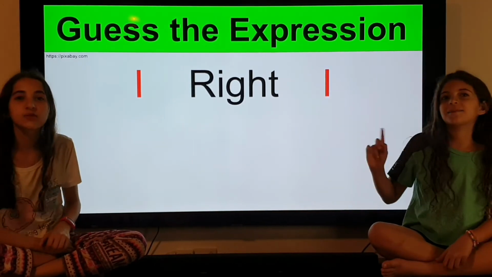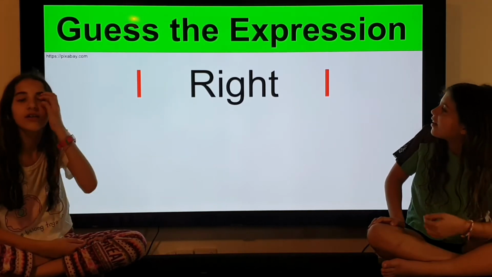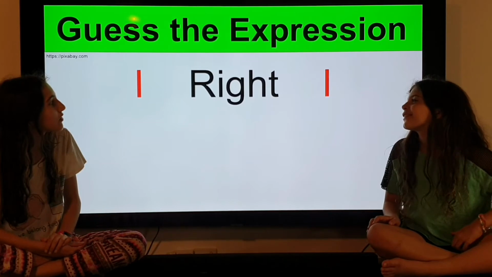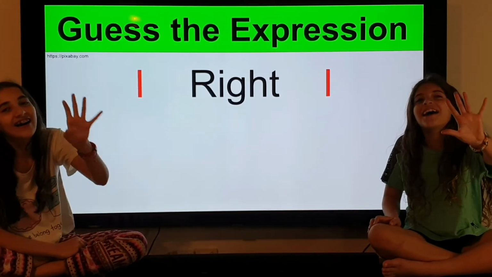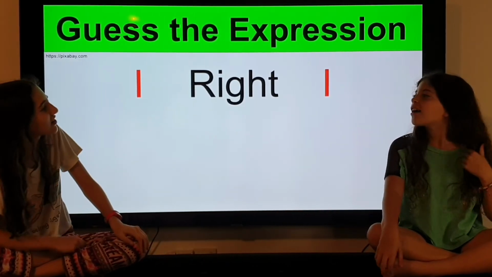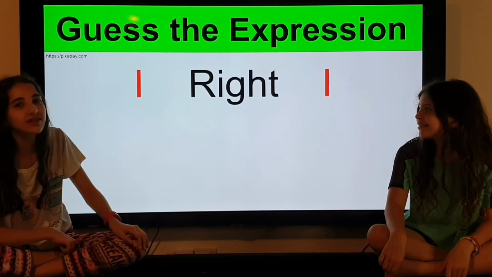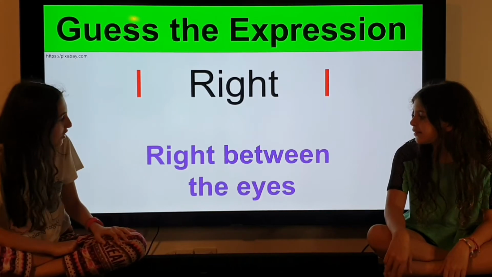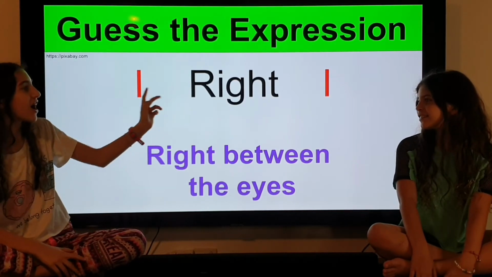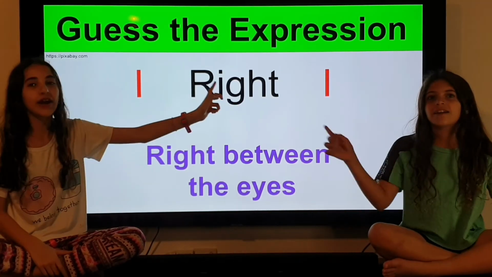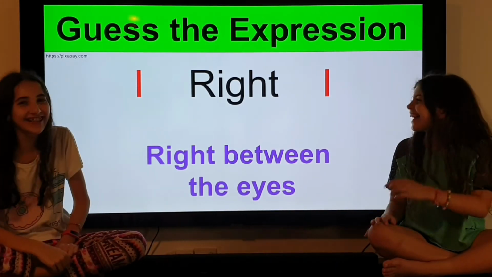So this one is guess the expression. Red. Red light. Right. Stop saying the answer. Sorry. I didn't know this was happening. 5, 4, 3, 2, 1. I write I in a moon. Red. I have no clue what I'm saying. Right between the eyes. So these are eyes that are in red. So like right between the eyes. Not these eyes.